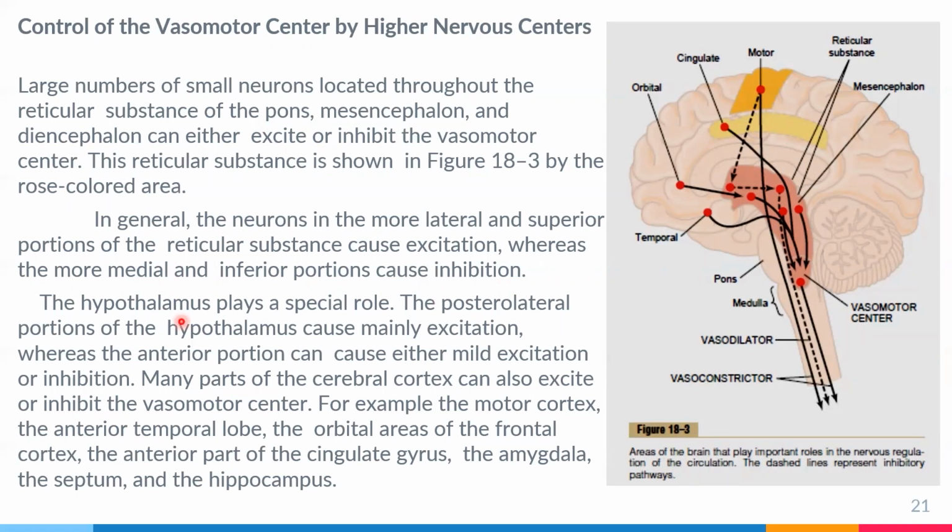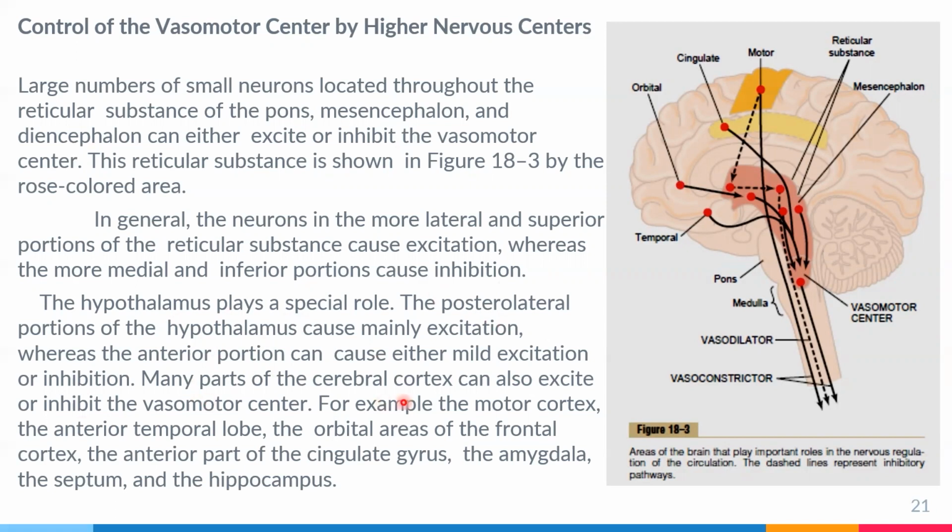The hypothalamus has a special role to play. The posterolateral portions of the hypothalamus cause mainly excitation, whereas the anterior portions can cause either mild excitation or inhibition. So the hypothalamus can either cause excitation or inhibition.